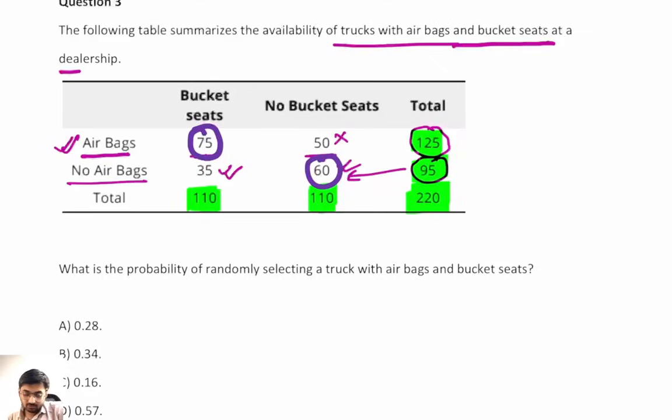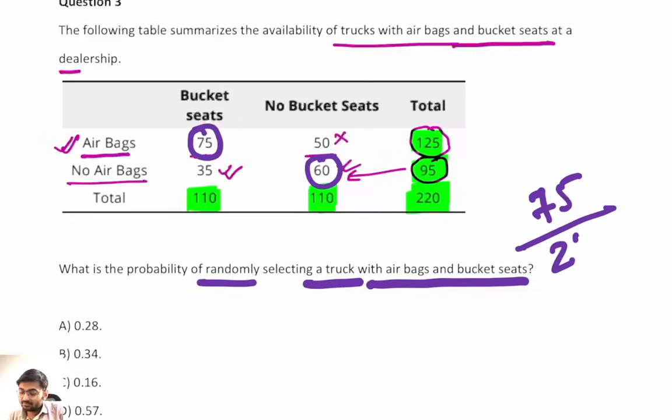Now let's see what the question is. What is the probability of randomly selecting a truck with an airbag and a bucket seat? 75. Out of how many trucks are there? 220. Clear? So what is the answer?